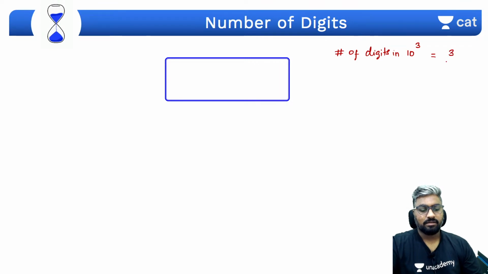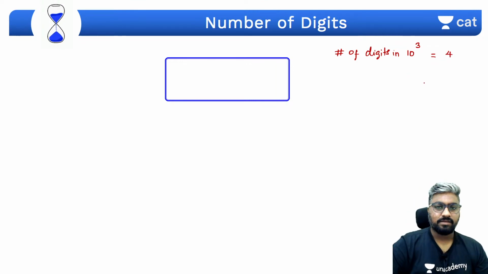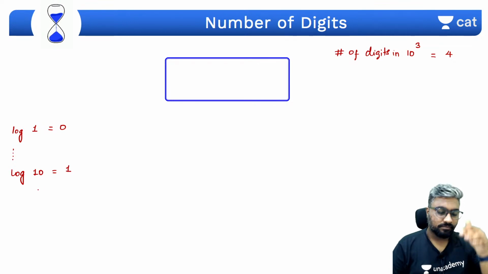3, right? 4. 10 power 3 is 1000, which is 4, right? So we'll try to link this. Okay, how would we get it? देखो, log 1 क्या है, 0 है. Log 1 is 0. ऐसे ऐसे जाएगा. Log 10 is what, 1. Correct? Log 1 is 0, log 10 is 1.